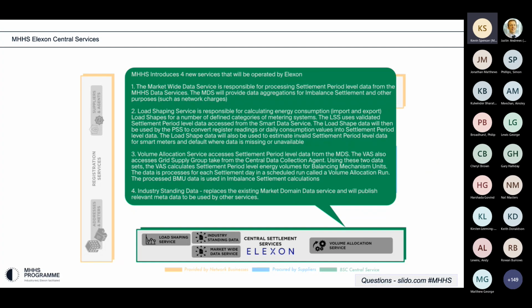The industry standing data is currently foreseen to still be a monthly process with consultation, but that data will be published on a hosting platform somewhere, and parties will be notified where they can pick that up once it has been published.